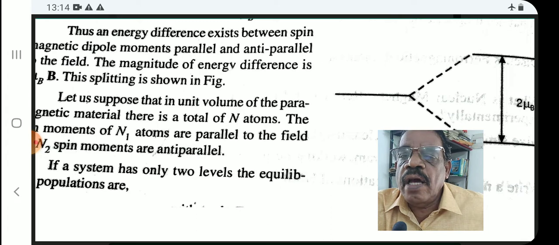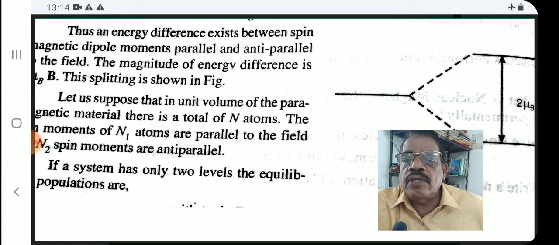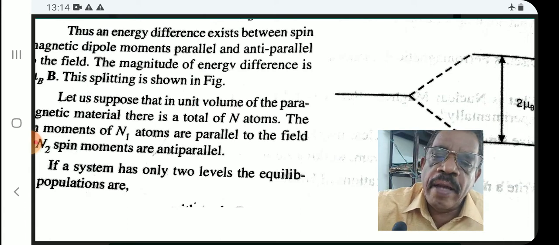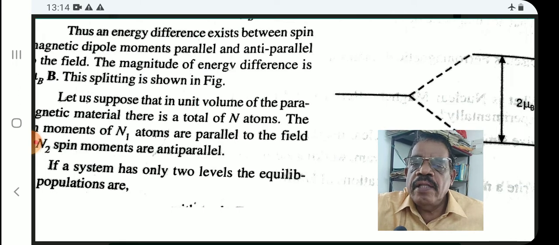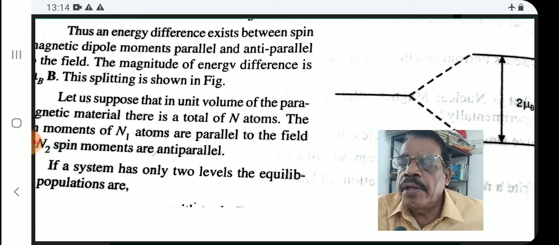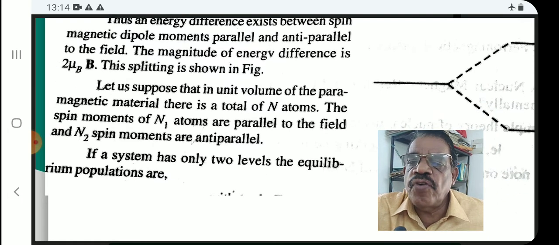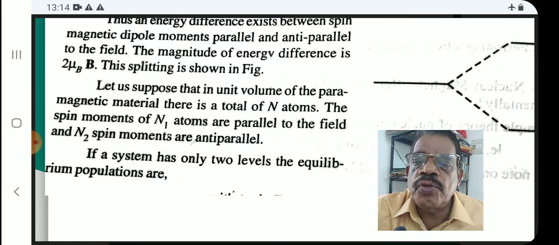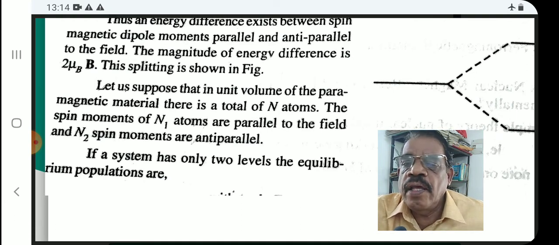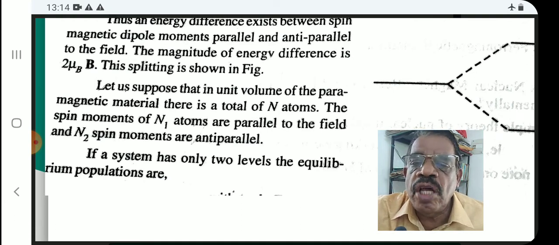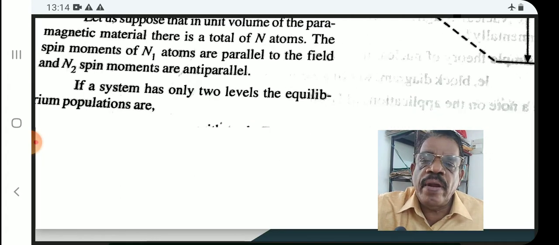Let us suppose that in unit volume of the paramagnetic material, there is a total number of N atoms. Then the spin moments of N1 atoms are parallel to the field and N2 atoms are anti-parallel. If a system has only two levels, the equilibrium populations are N1 and N2.